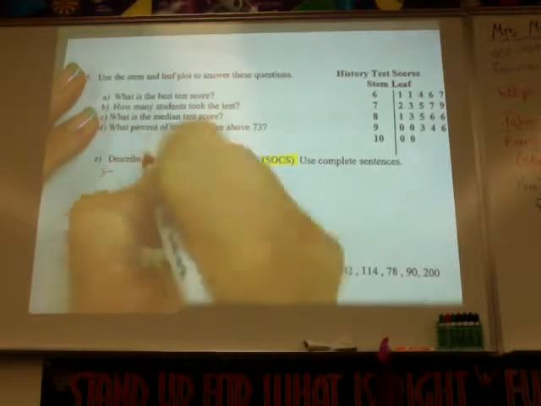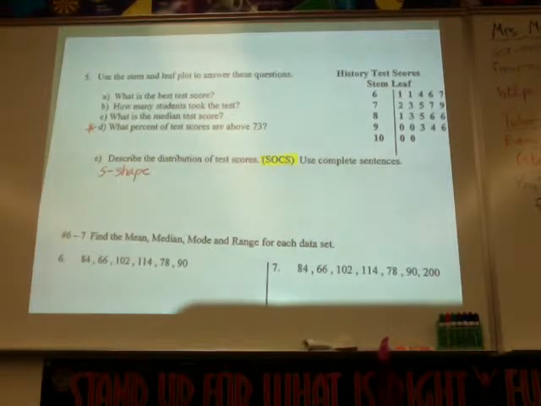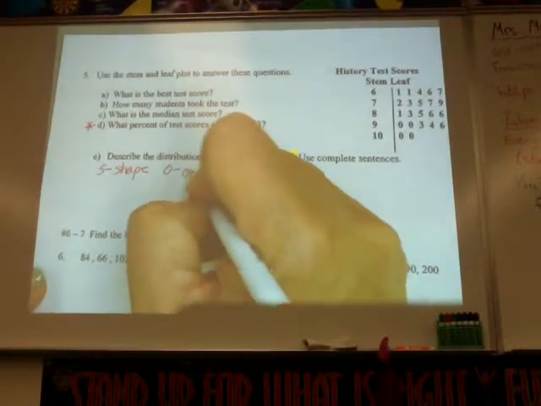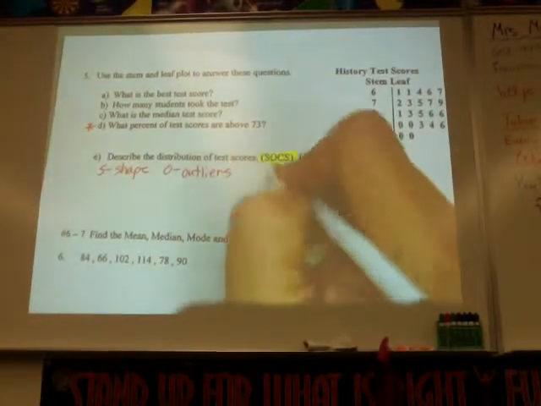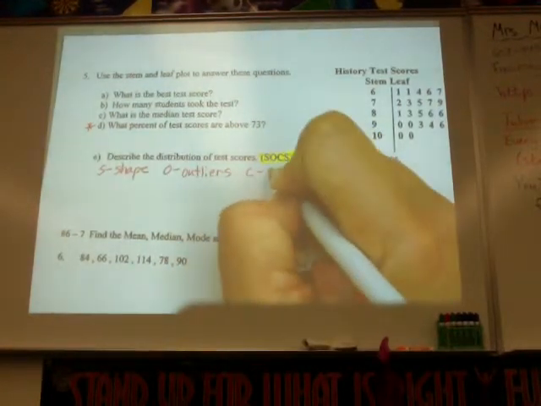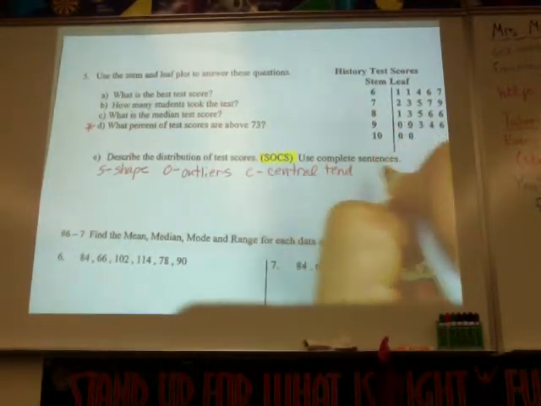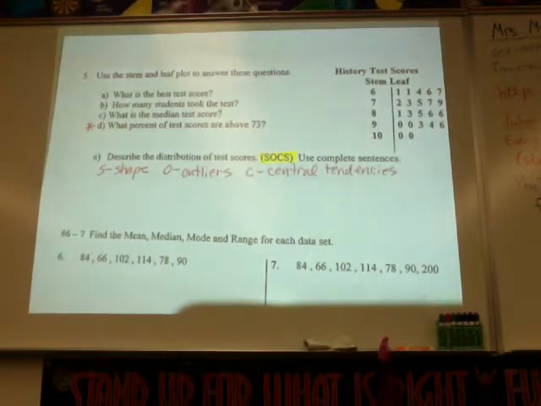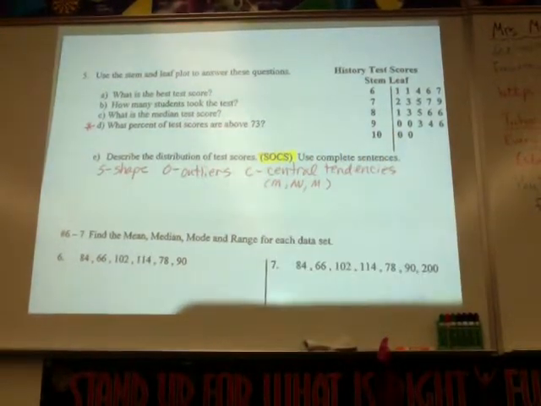So the S in SOCS means I want you to describe the shape. We'll talk about that in a minute regarding this graph above. The O represents outliers. We'll be more specific about outliers further on. For right now, we'll talk about them in generalities. The C represents measures of central tendencies. So I'm going to put here central tendencies. So mean, median, and mode. You always want to talk about mean, median, and mode. So you might want to put here M, mean, median, mode.